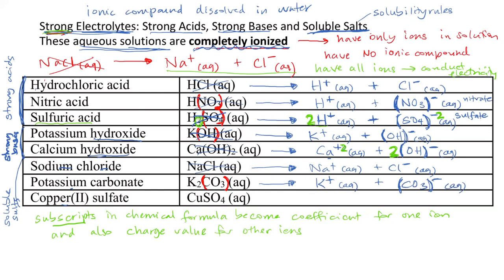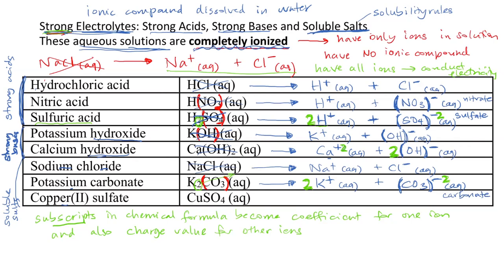Also notice that outside of the parentheses, there's a 2. So the subscript 2 in the chemical formula becomes both a coefficient. It's a 2 in front of the potassium. So there's 2 of those. And it also becomes the charge value, the -2 charge on that, that you recognize hopefully as the carbonate ion, CO3 with a -2 charge. We've seen that before, right?